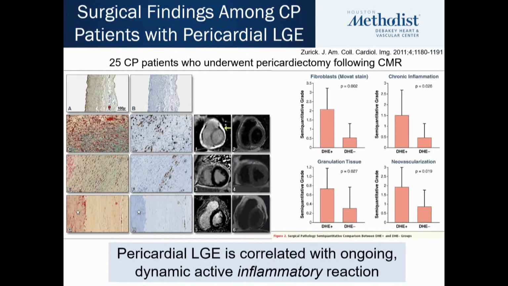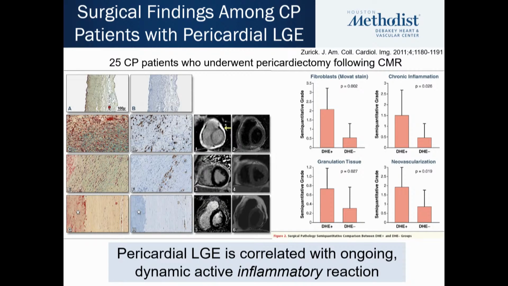How do I know this? This was a study in 25 patients with constrictive pericarditis who all underwent pericardiectomy following CMR. And those patients who had pericardial LGE all showed by histology evidence of active inflammatory process, which included significant increase in fibroblasts, chronic inflammation, neovascularization, and granulation tissue on histological specimen.